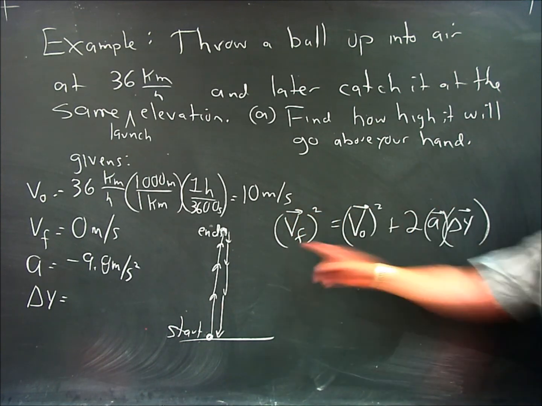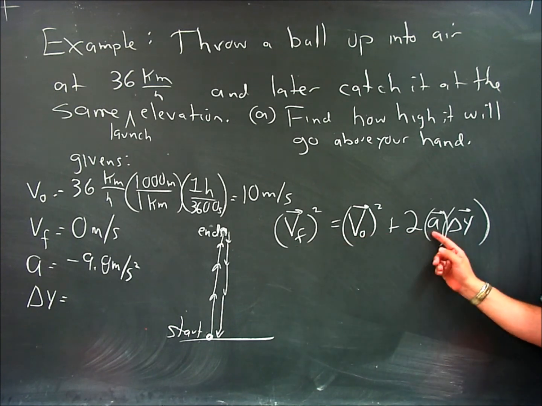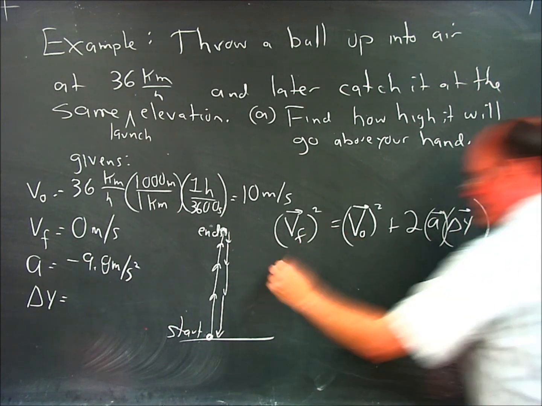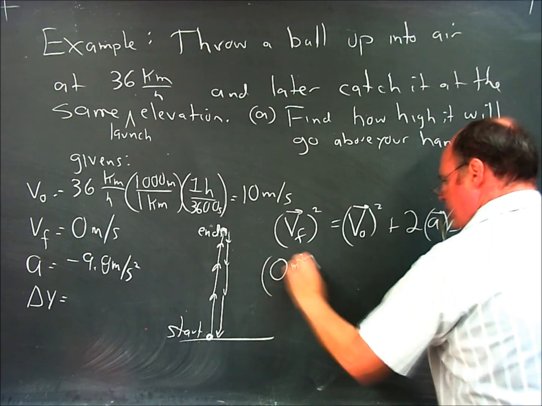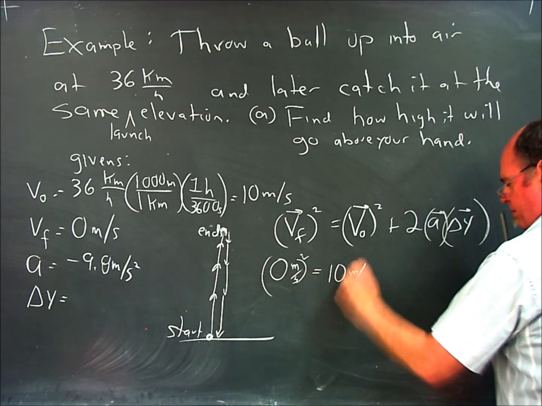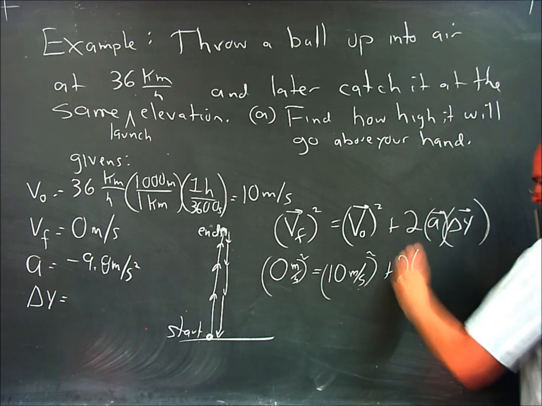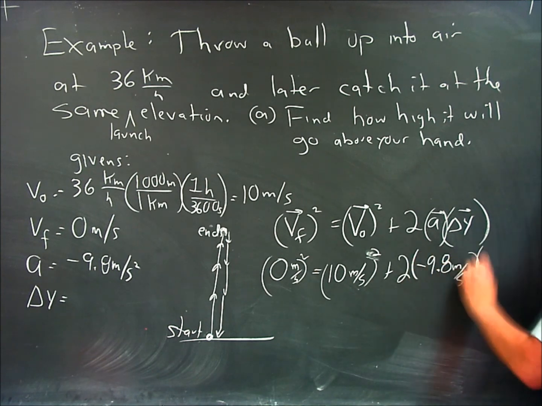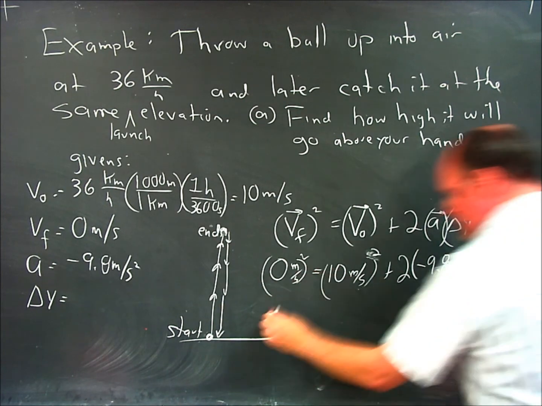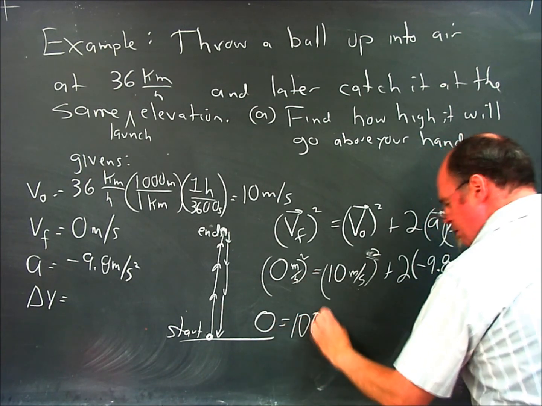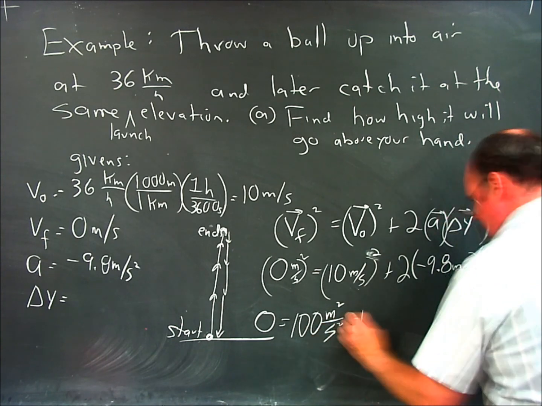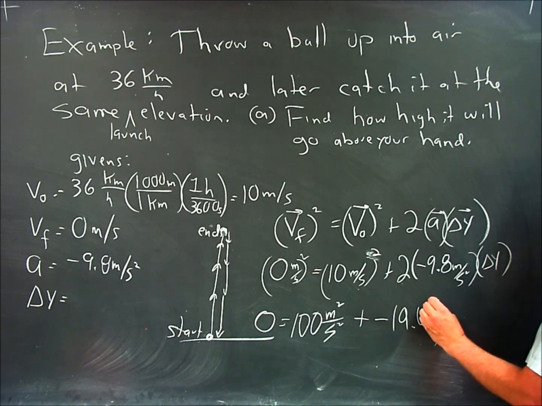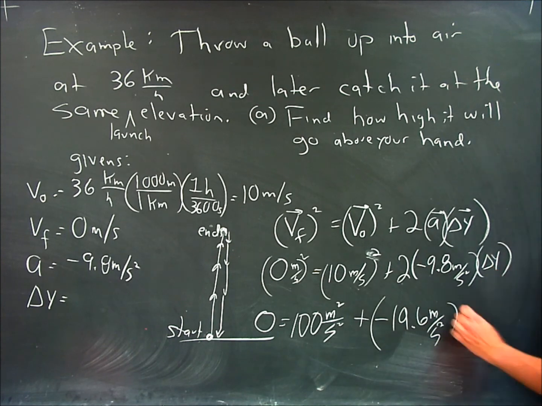I have the final speed right here, I have the beginning speed right here, I have the acceleration, and I have the delta y. I know 3 of these things, I don't know the delta y, so I'll just plug it in. The final speed is 0. The initial speed was 10. Then I have 2. Then I have the number negative 9.8. Then I have delta y. So this becomes 0 equals, this is 100 meters squared over seconds squared, plus, this would be 2 times negative 9.8 is negative 19.6 meters over seconds squared, and I have to then say delta y.